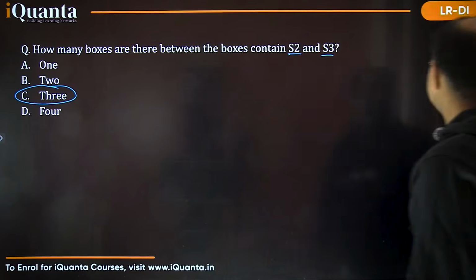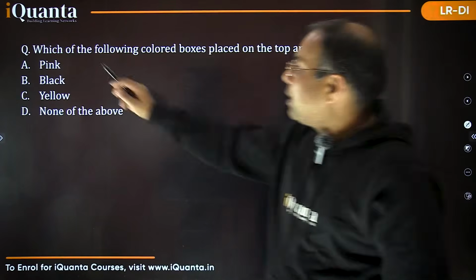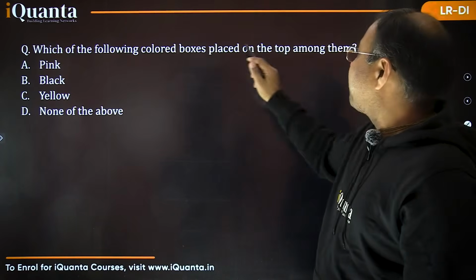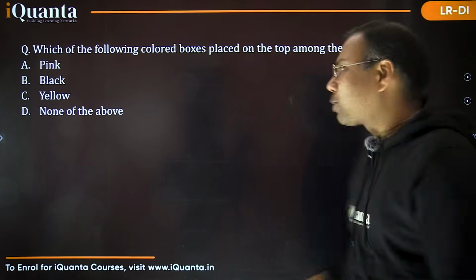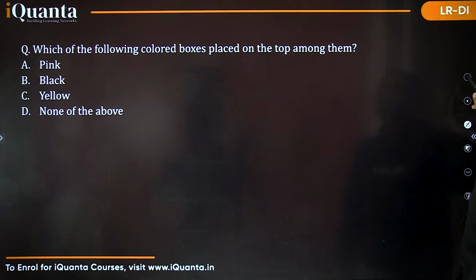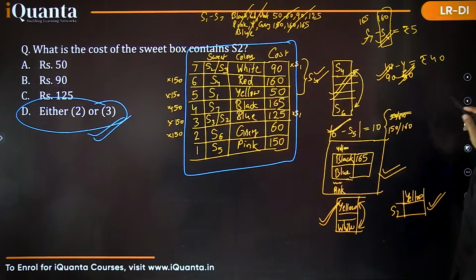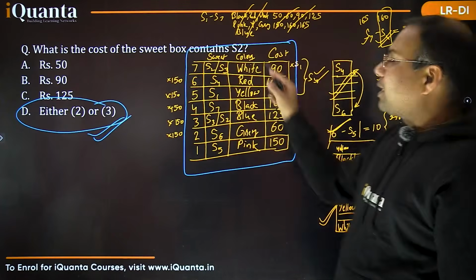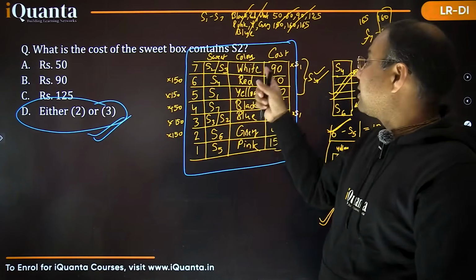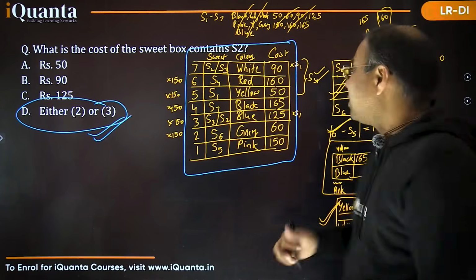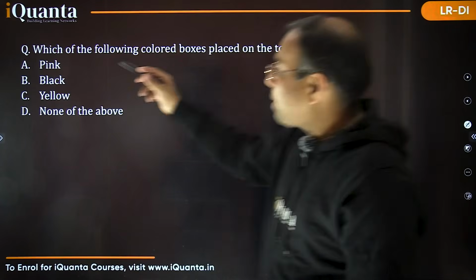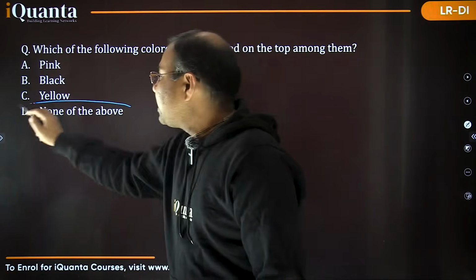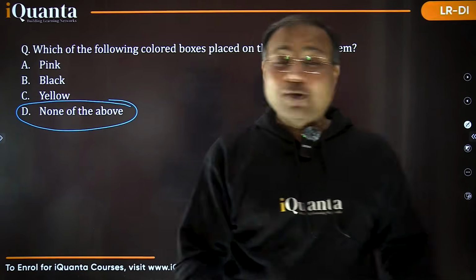Moving to the next question. This is the third one. Which of the following colored boxes is placed on the top among them? So which box is on top, and what is the color of the top box? Let's check out. So I think it was white. Yes, it is white. So this is the box at the top, and it is wrapped in white color paper. So white should be the answer. But pink, black, yellow are there, white is not there. So of course option D, that is none of the above, would be the right answer.